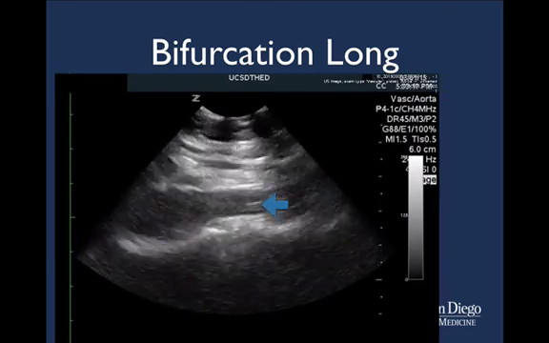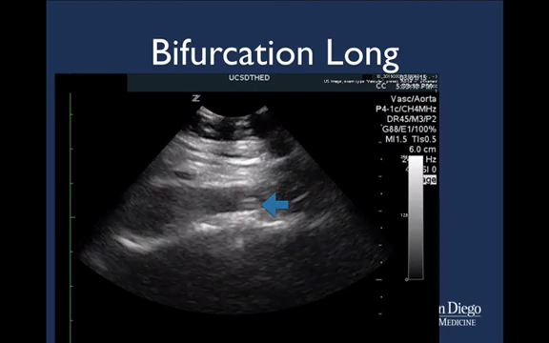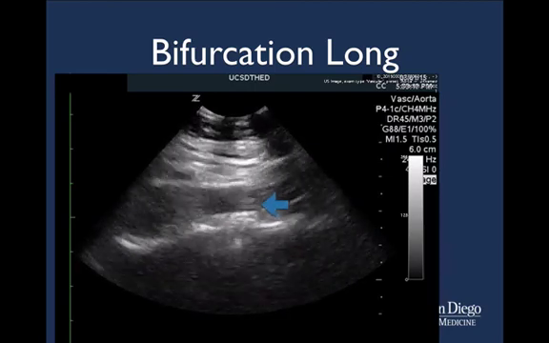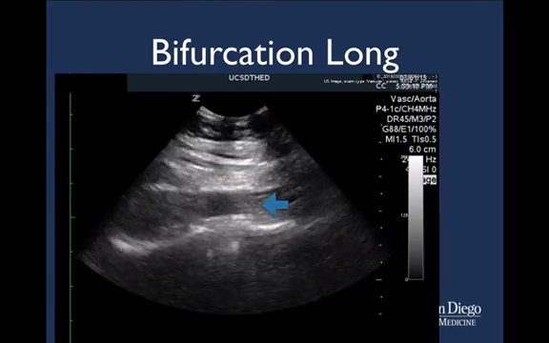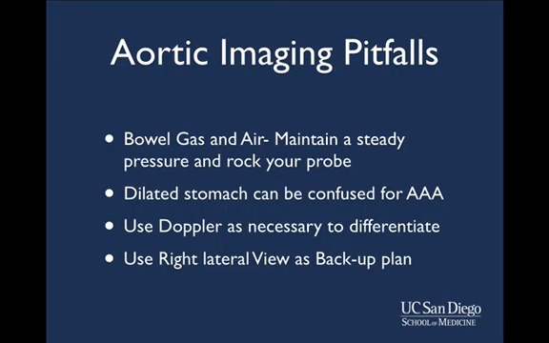This is a long view of the bifurcation, in which it is more difficult to identify the area of bifurcation. Oftentimes, we will just see a small sliver separating the common iliacs. Difficulties with aortic imaging mostly surround bowel gas and excessive air. To combat this, we maintain a steady pressure on the abdomen and probe and rock our probe left to right as needed to displace bowel gas.